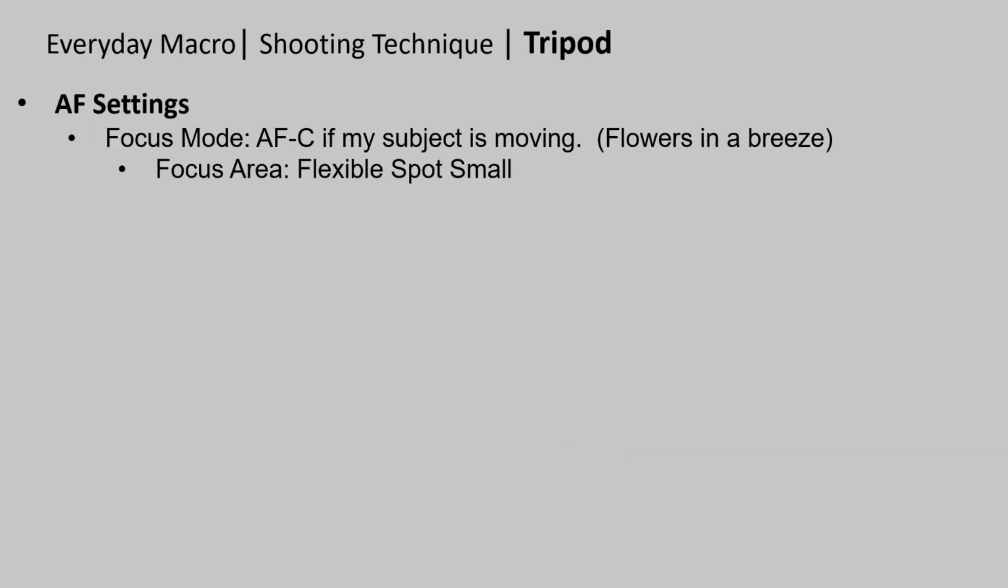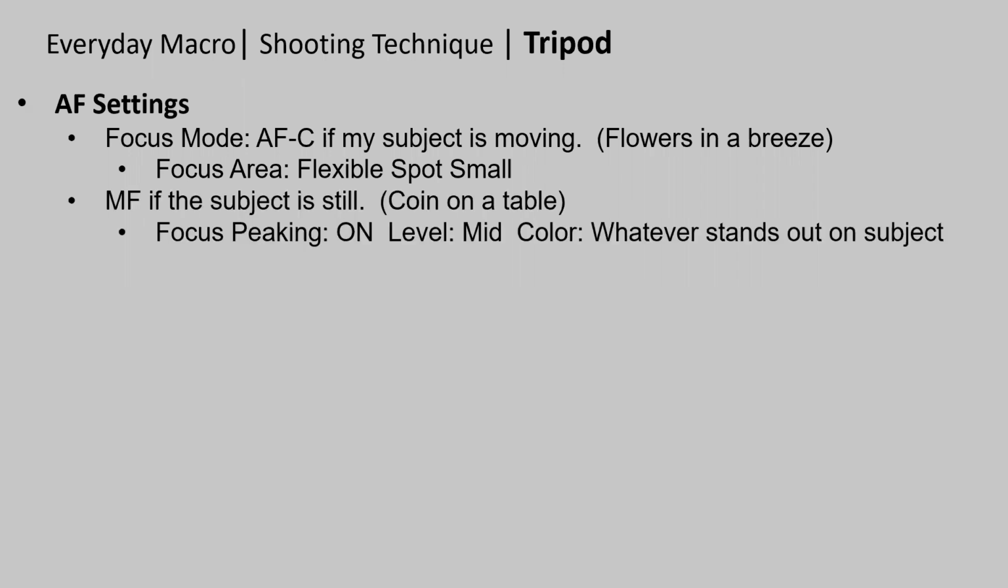All right, and so let's talk a little bit about technique. First one being if I'm using a tripod. So my autofocus settings, if I'm going to be on a tripod, I'll set the camera to AFC if I have a moving subject. Picture like a flower, but in a breeze, moving back and forth or swaying. If my subject's not moving, if I'm in a very controlled environment or there's just no wind, then I can go into manual focus, but we'll come back to that.